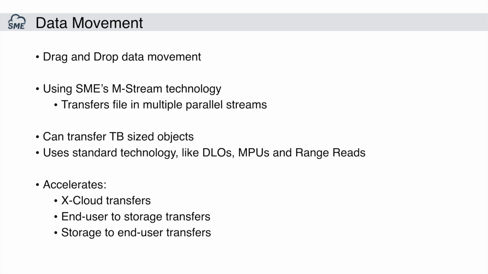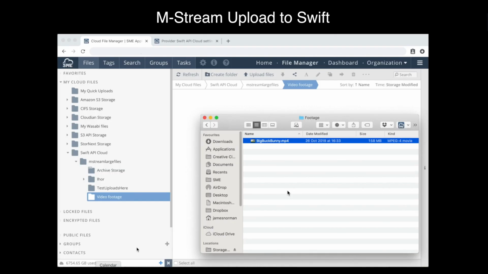So for example, it uses DLOs, multiple uploads, and range reads behind the scenes, and doesn't write the data in any proprietary fashion. In this example, I'm going to show you how you can use the MStream Upload feature to take a file that's stored on our local hard drive and move it onto our object storage. Typically you might have used the command line to do that, but with the file fabric you can now just drag and drop that file into your object storage.